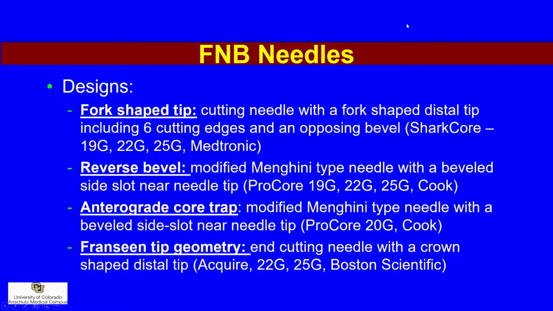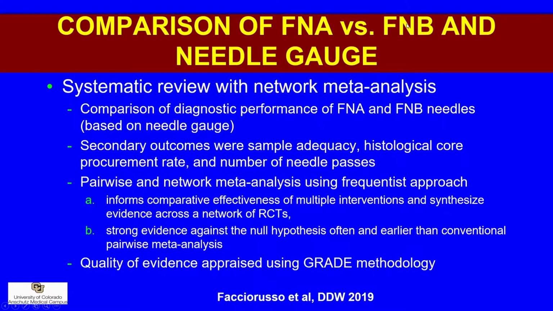In this systematic review and meta-analysis, we really wanted to compare the diagnostic performance of all these different FNB needles with FNA needles and compare the different needle gauges. Our secondary outcomes were sample adequacy, core procurement rate, and the number of needle passes.